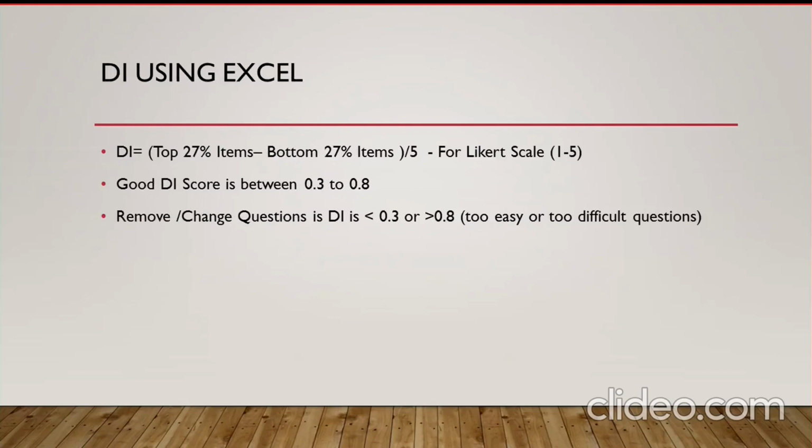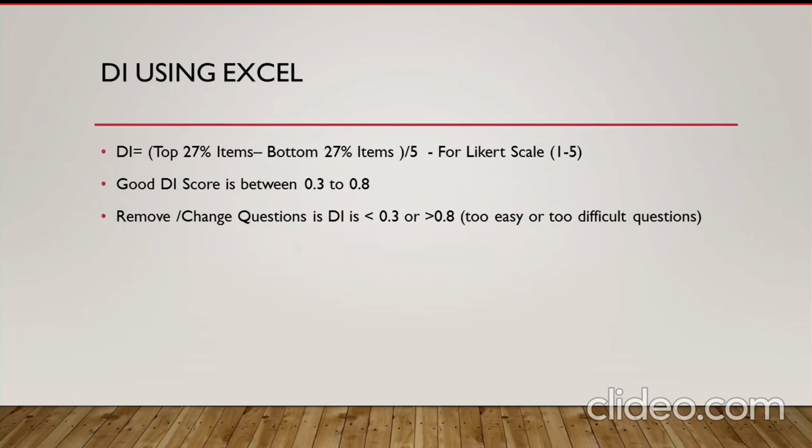We choose the top 27% and bottom 27% of the survey, based on the total score. You total up the score. You can take one as highly satisfied or five as highly satisfied; it will not make any difference. So you take the total score of each of the respondents, take the top 27% and take the bottom 27%.